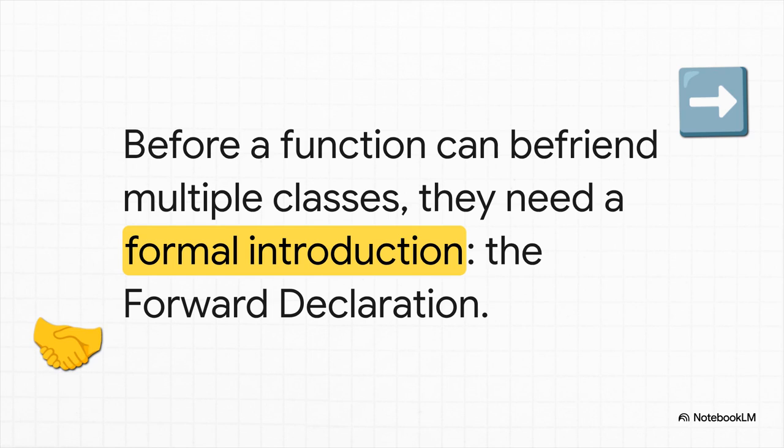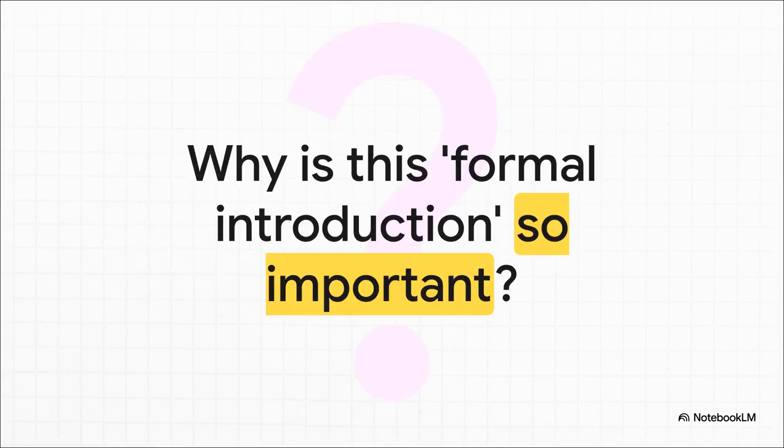Now, there's a bit of programming etiquette we have to follow. Before a function can be friends with two different classes, we have to properly introduce those classes to the compiler. And we do that with something called a forward declaration. But why? Why do we need this extra step? Why can't the compiler just look ahead and figure it out on its own?